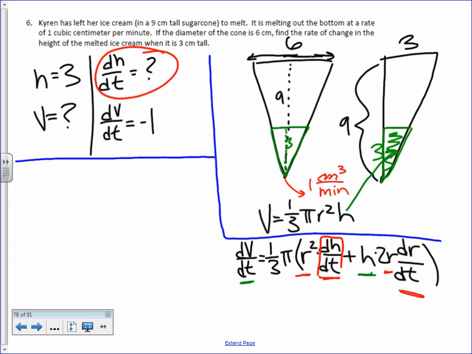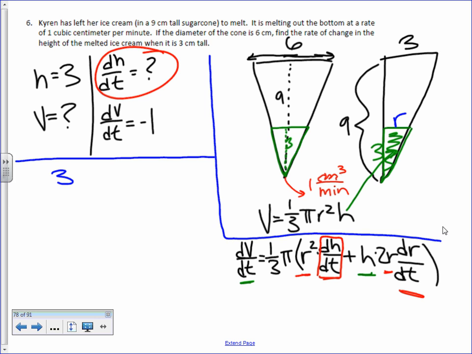That's okay to have it. The other ones we've got to figure out. Well, hopefully you've figured out that getting r is not going to be too hard if we use our similar triangles, because r goes right here. So we set up our proportion.